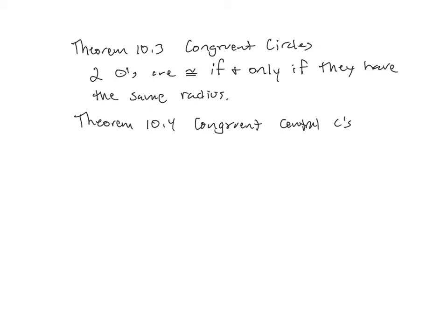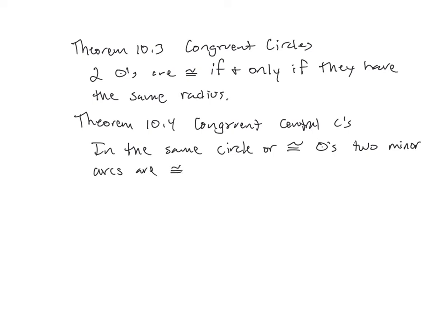It says in the same circle or congruent circles, two minor arcs are congruent if and only if their central angles are congruent.